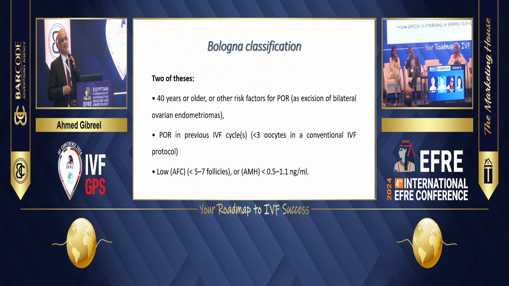Then people came across poor responders and wanted to put a definition for them, and we reached the Bologna classification. This is for trying to address those people who produce low oocytes, and there were factors: either you are above 40 or you have a previous poor response with fewer oocytes in the cycle, or you have one of the ovarian reserve tests low. If you have 2 of these, you are a poor responder.